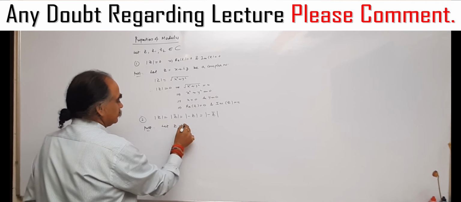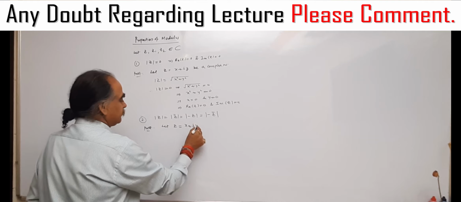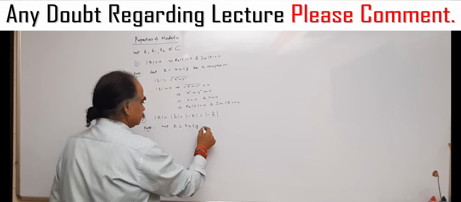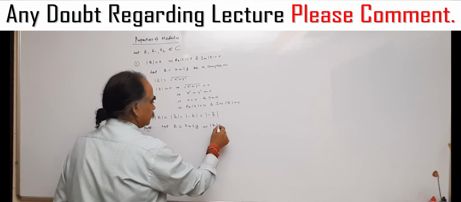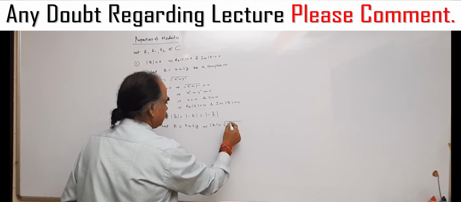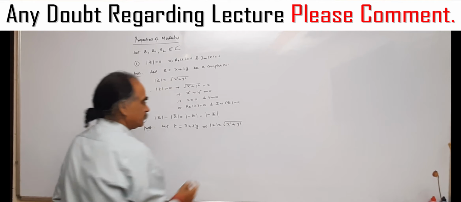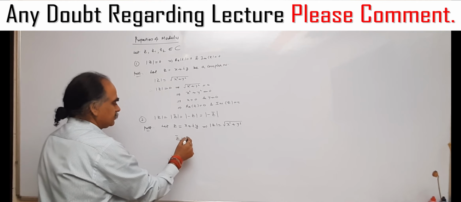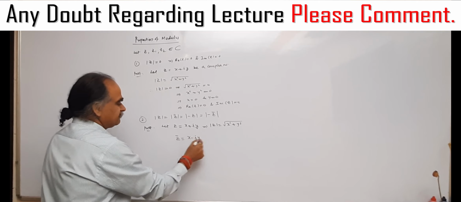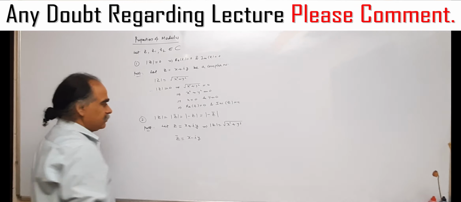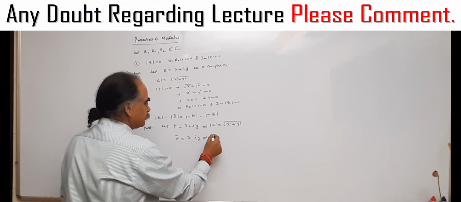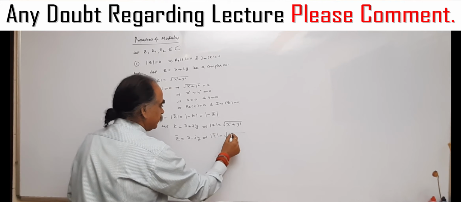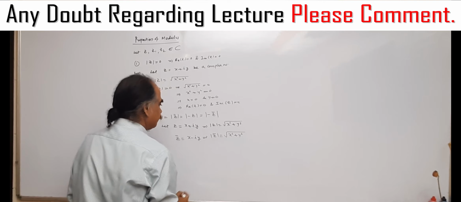Let z be x plus iy. Mod z is what? Root of x square plus y square. In this case, z conjugate will be what? x minus iy. So this implies mod z conjugate will be root of x square plus y square.